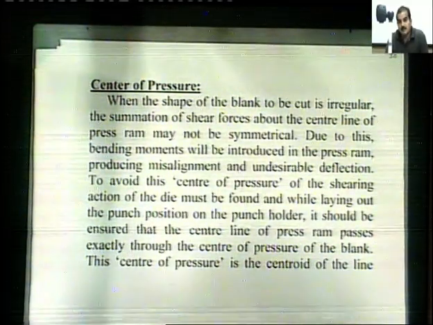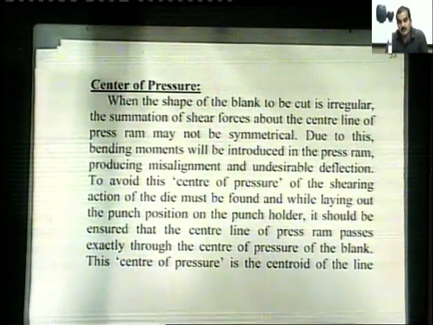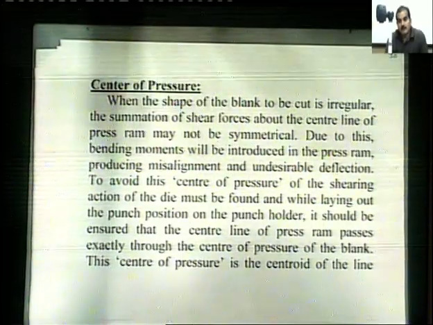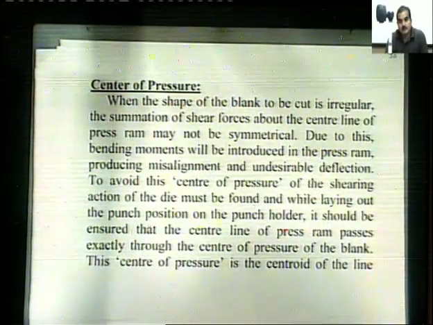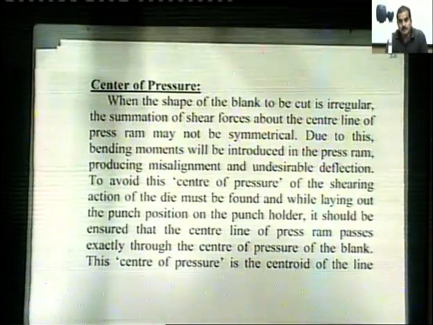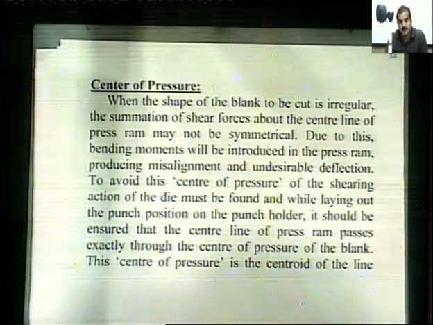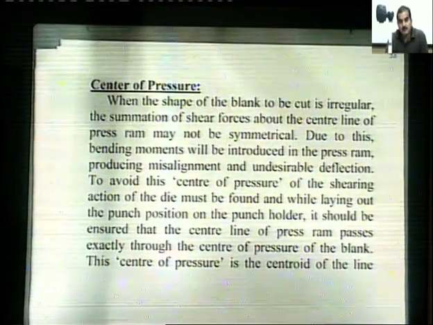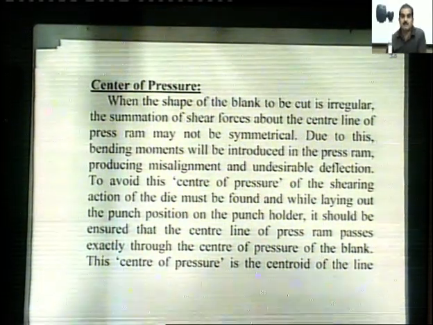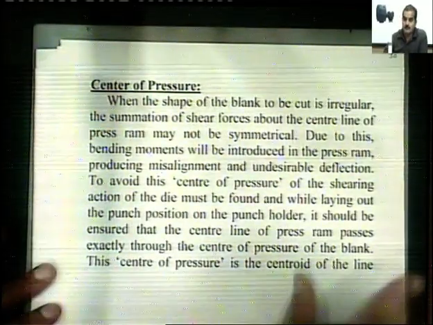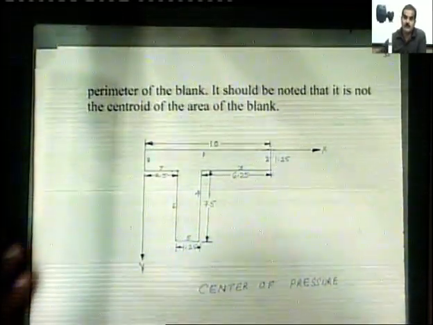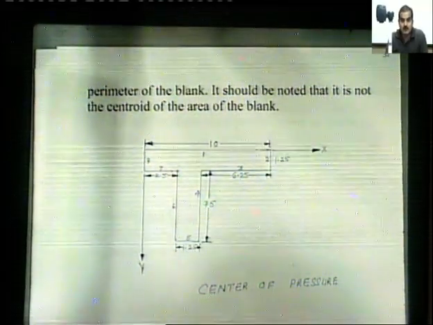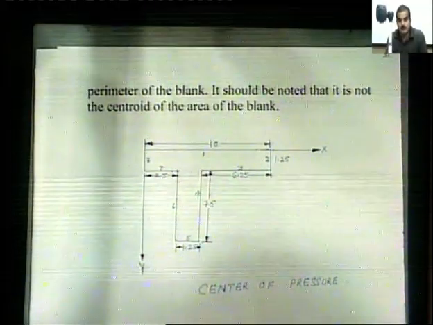To avoid this, the center of pressure of the shearing action of the die must be found out, and while laying out the punch position on the punch holder, it should be ensured that the center line of the press ram passes exactly through the center of pressure of the blank. This center of pressure is the centroid of the line perimeter of the blank. It should be noted that it is not the centroid of the area of the blank.